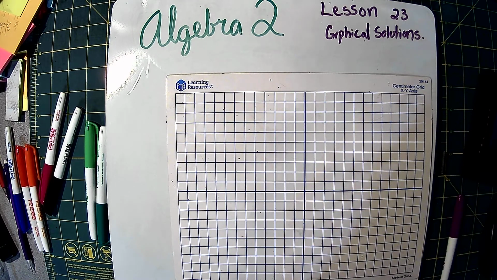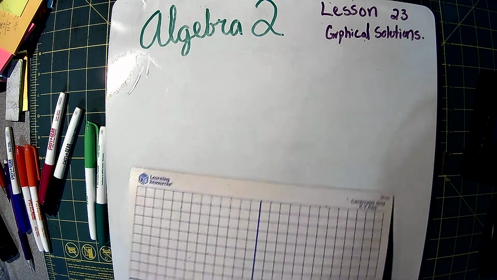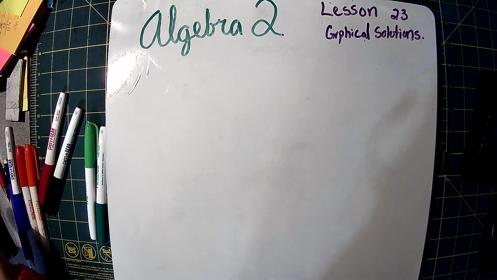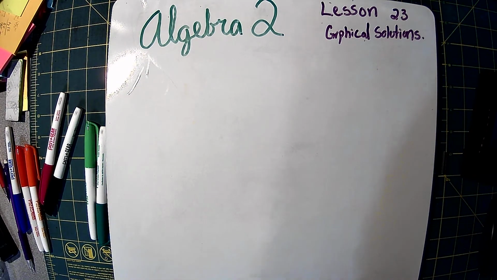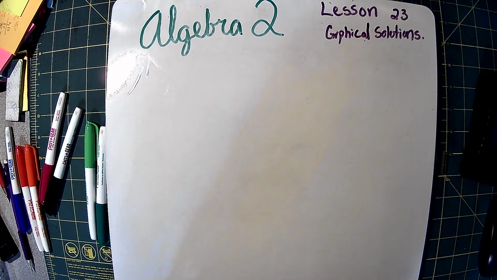Hi everybody, this is Algebra 2, Lesson 23, and this is a lesson that we covered in class. This is graphical solutions. So when we have a system of equations, we've been solving those using either substitution or elimination. But you can solve them using graphing as well.